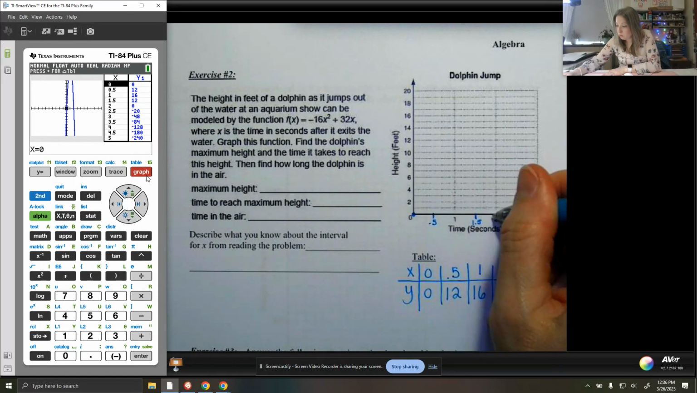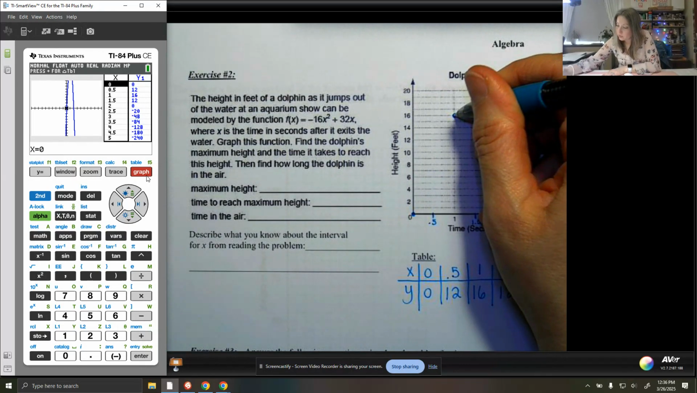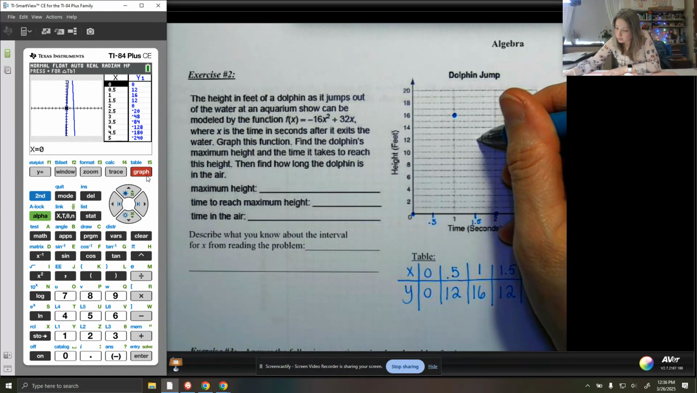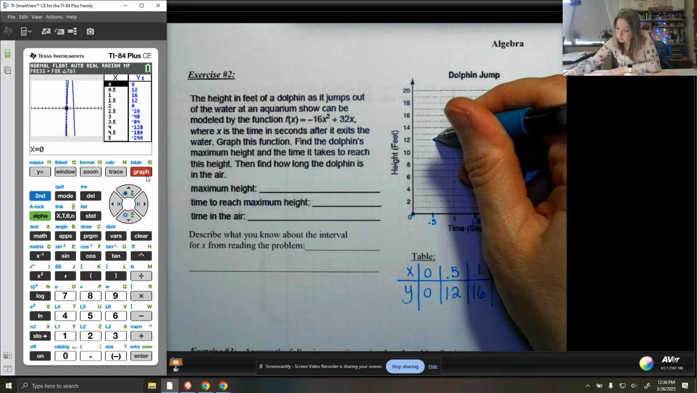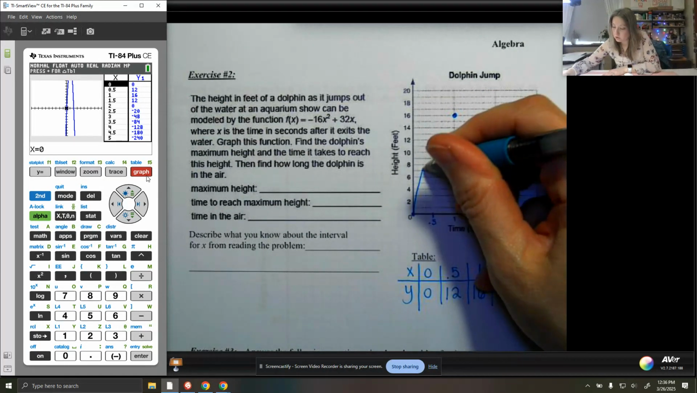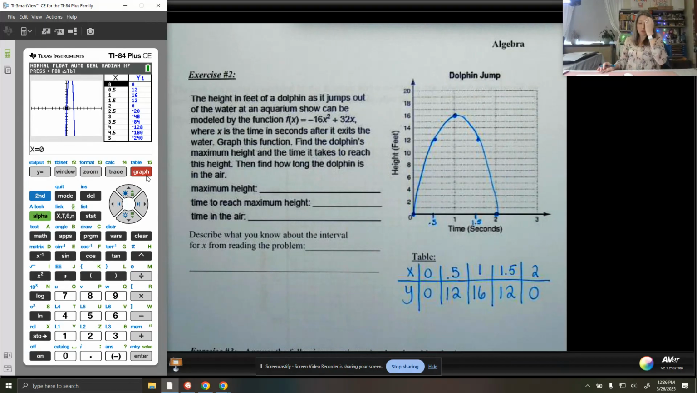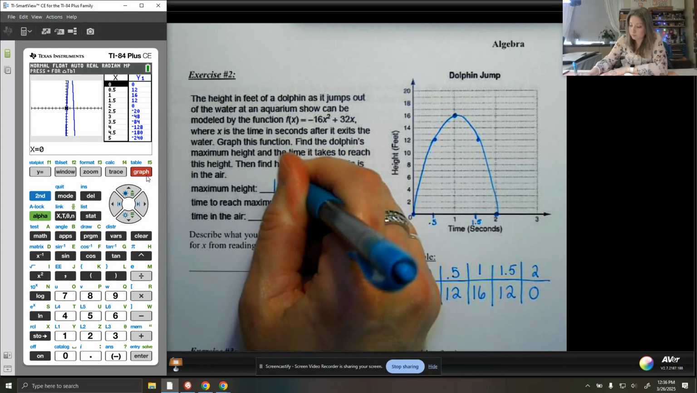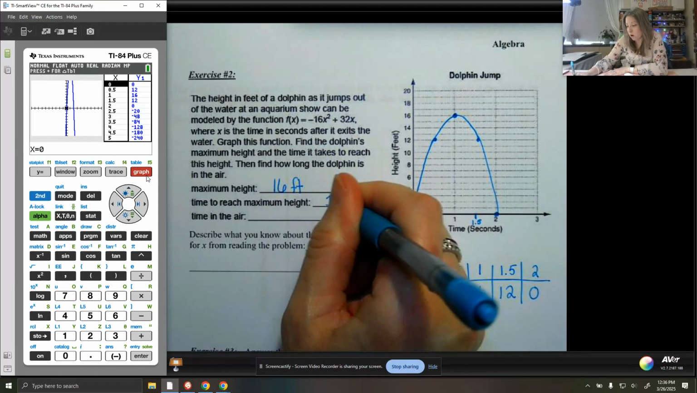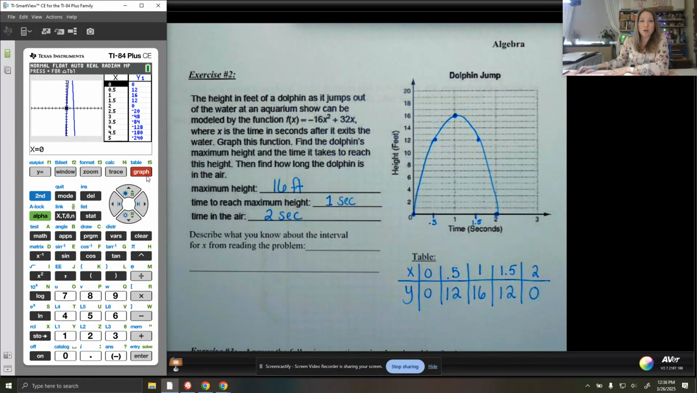So from here to here is all we are out of the water, those 2 seconds. At 1 second, we're all the way up to 16 feet in the air. And at our half seconds is where we get to 12 feet in the air. So this is the dolphin jump. That's what the dolphin jump out of the water looks like. Our maximum height, 16 feet. Time to reach that, 1 second. Time in the air total, 2 seconds. We're really only out of the water for 2 seconds.